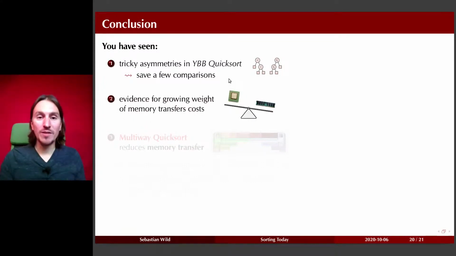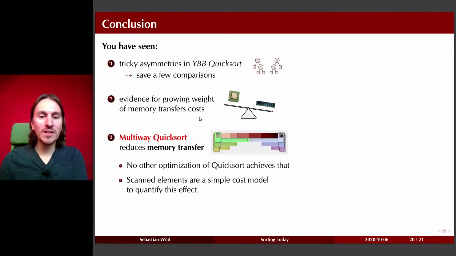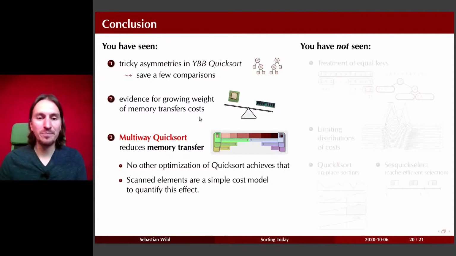You've also seen some evidence for memory transfer costs being more and more important in sorting, as in many other problems. And you've seen that among the known optimizations of Quicksort, which I didn't really talk about but have studied in great detail, only using several pivots saves memory transfers. All the others improve other things like the number of comparisons or overall cost in the CPU. But you need several pivots if you want to bring memory transfers down.